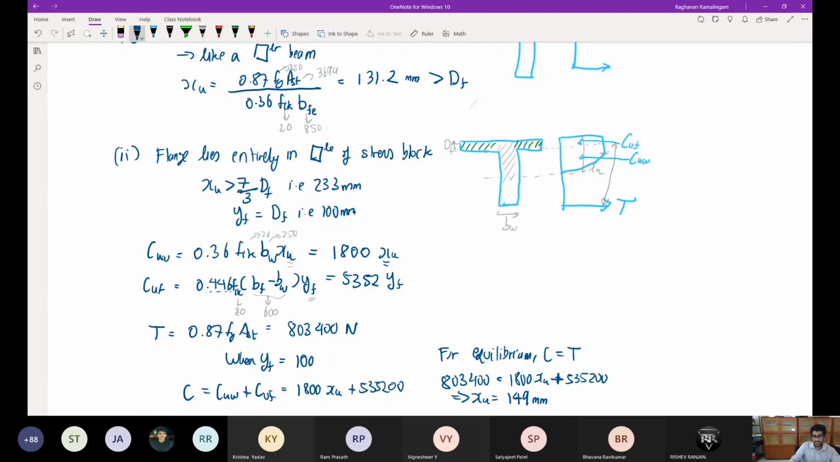How does it compare with the assumption that you took? Is the assumption right? Is it satisfying whatever we found or not? No, sir. We assumed that it should be greater than 7 by 3 DF, greater than 233. But when we actually find the neutral axis, we are getting only 149, which is actually less than 7 by 3 DF, which means this assumption is not right. So therefore you can conclude.